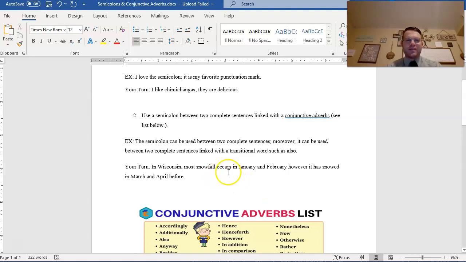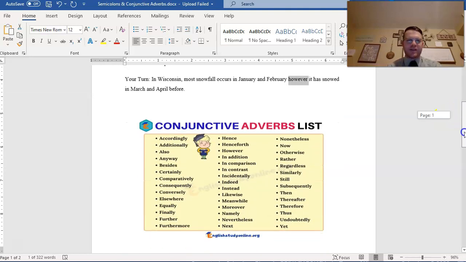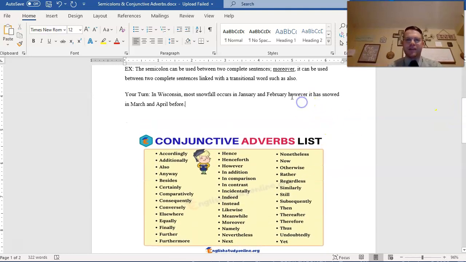Alright, I hope you noticed that the process is as easy as just spotting out your conjunctive adverb. So you've got your list as a resource. You can use that for your practice as well. And then we just have to punctuate it right. Remember, semicolon, conjunctive adverb, comma. And then you can read that out loud to check yourself too.